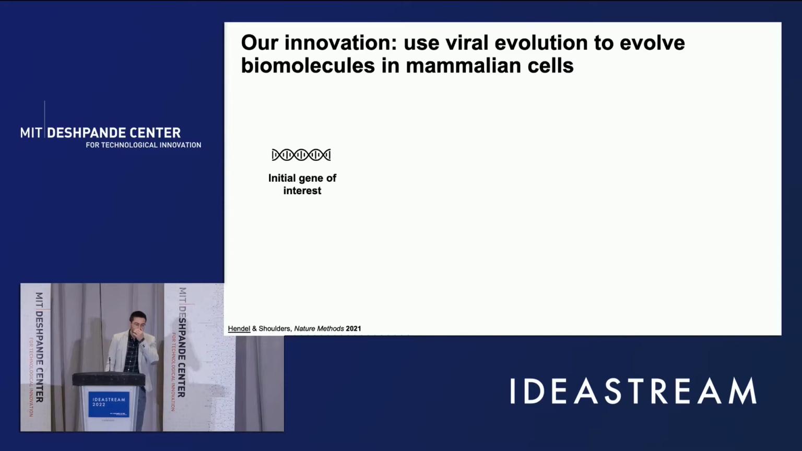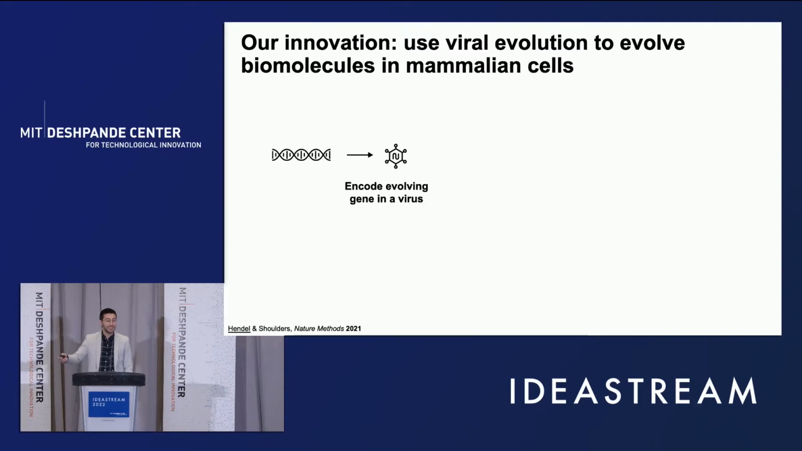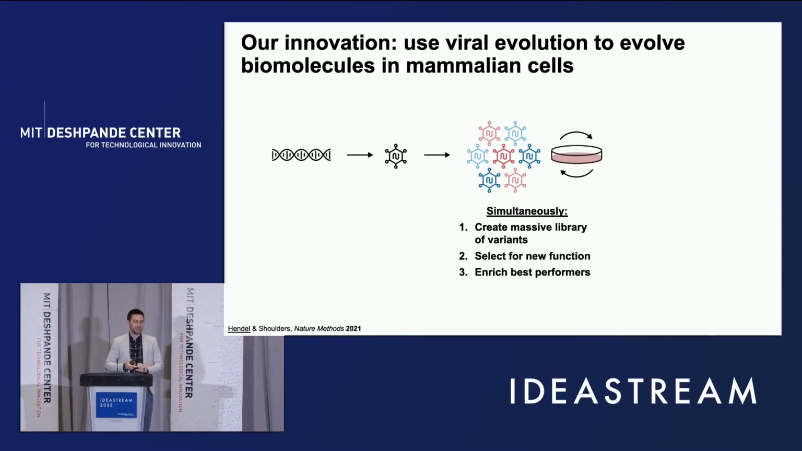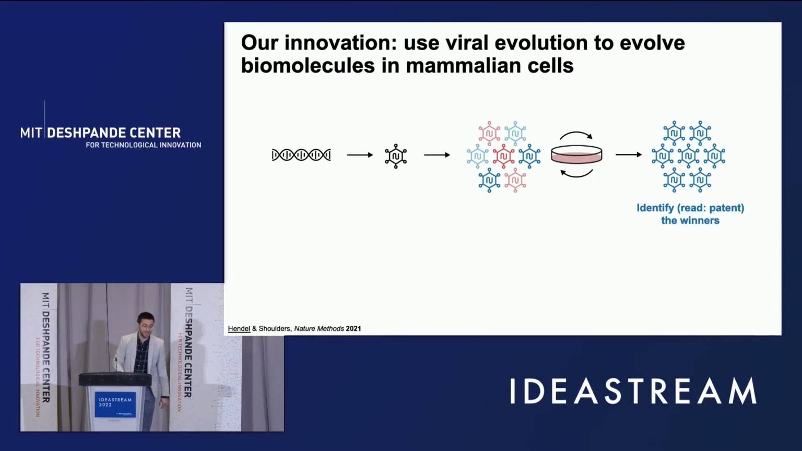And so our innovation was, okay, let's use a really fast evolving system to enable us to do a directed evolution circuit in mammalian cells, and that's viral evolution. And so what we do is we take our initial gene of interest and we encode that gene of interest in a human virus, and in infecting human cells, we simultaneously create a massive library of variants and select for new function and enrich the best performers all at the same time, and ultimately we identify the winners, these evolved biomolecules.